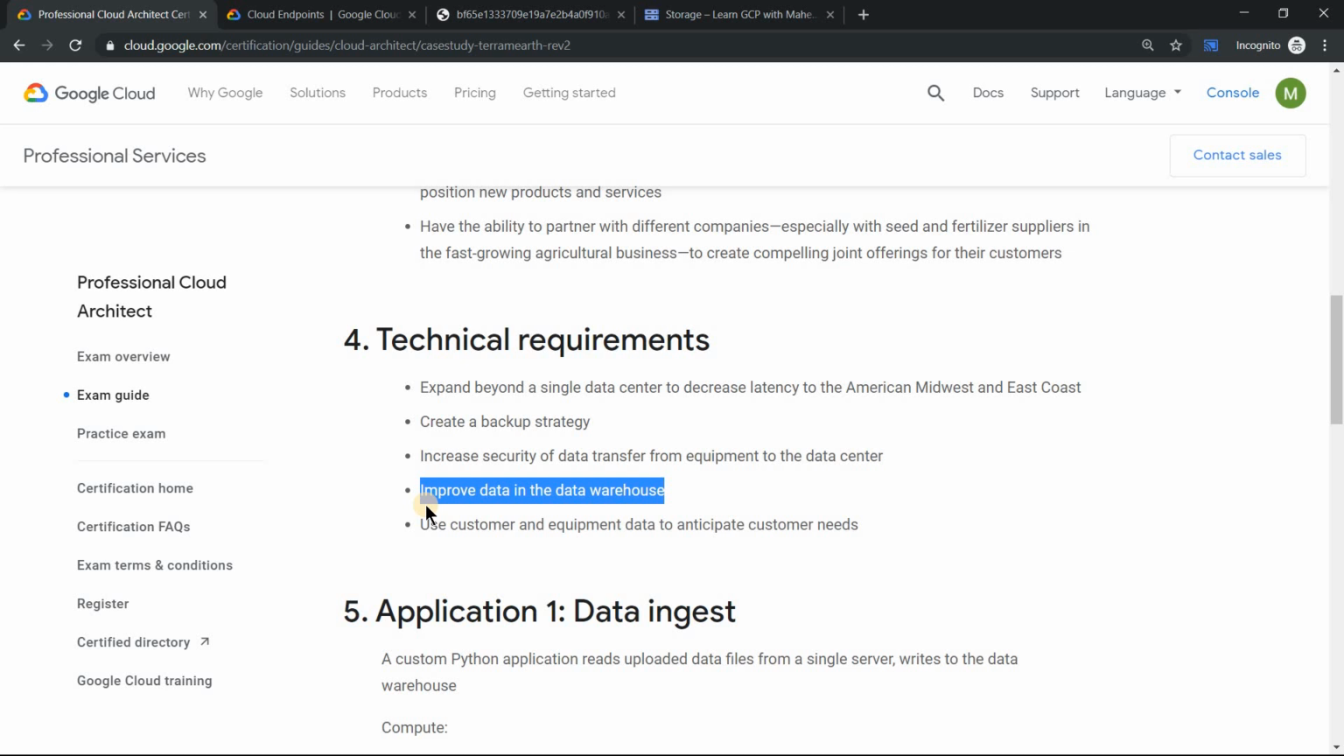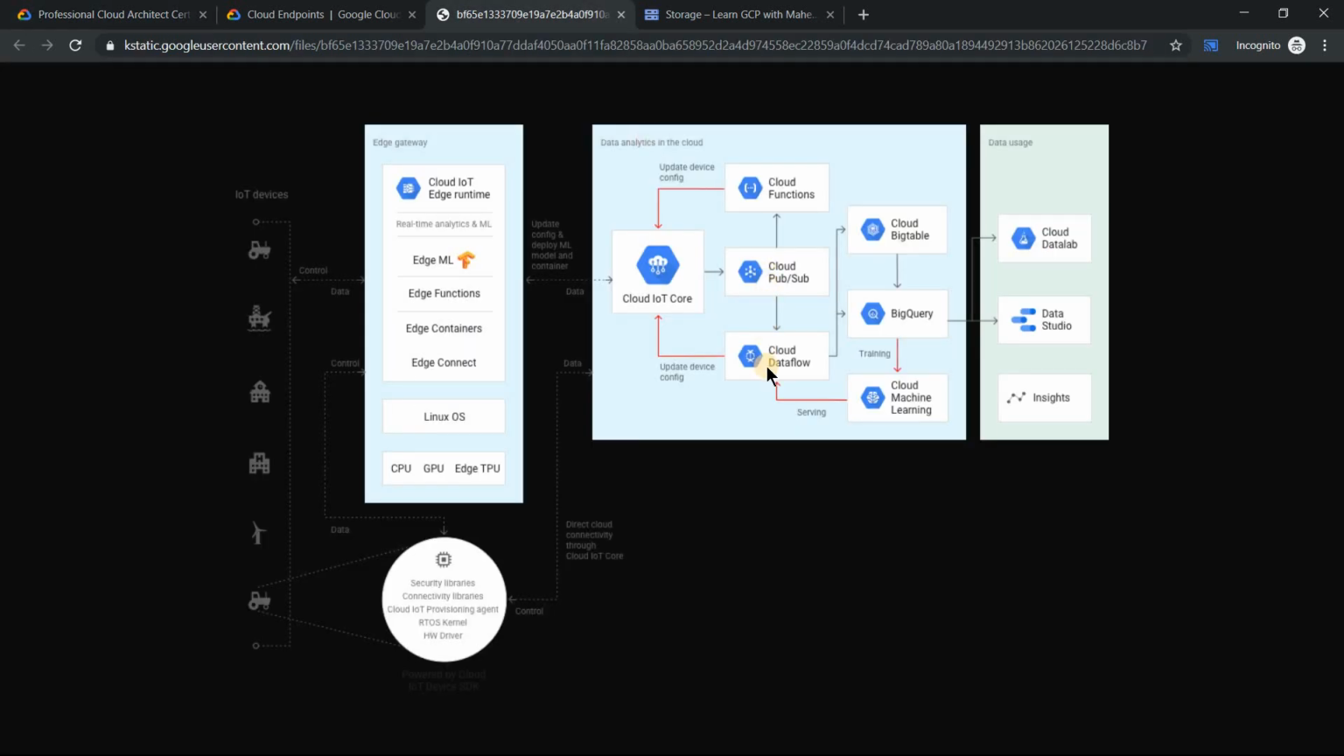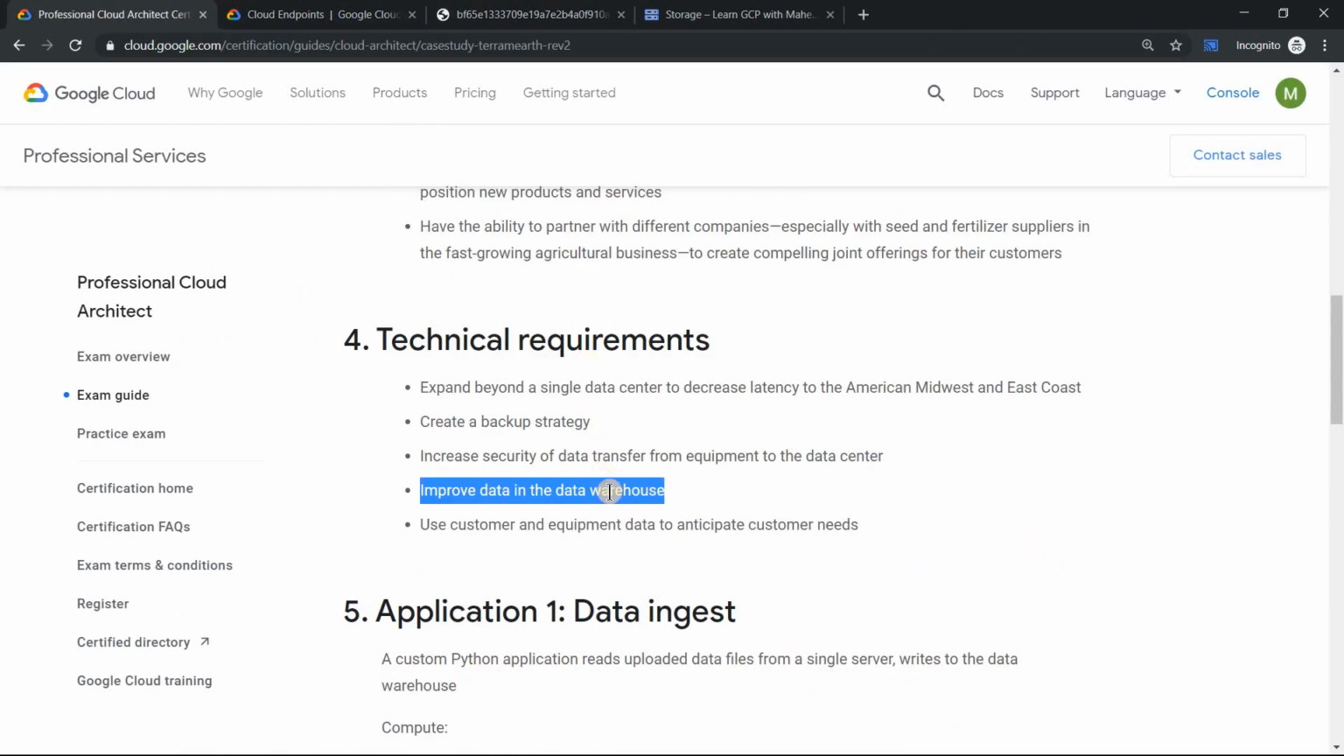So data is already in your BigQuery. If it was not in BigQuery, definitely people would have told you that you can use Dataflow or Dataprep to clean it. But here the requirement is to improve the data in the warehouse itself, meaning the data is already in the warehouse. So in that case, what can you do? Think about it. One thing which I think of is BigQuery ML, machine learning in BigQuery. You can do those things so that you can increase the quality of the data.